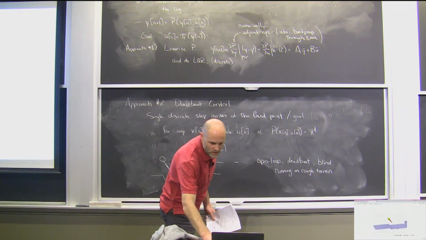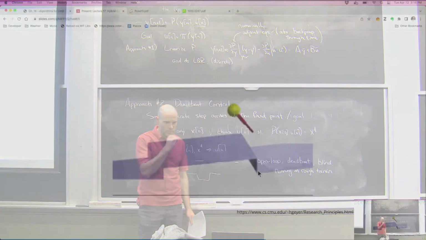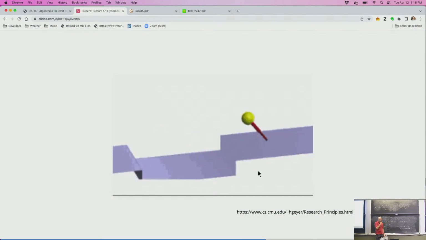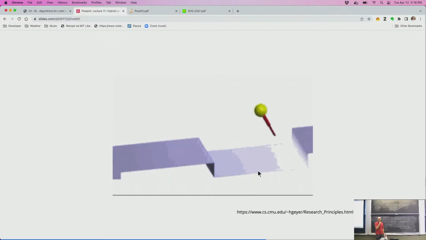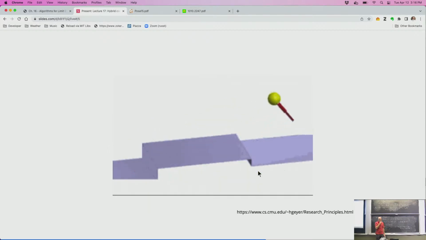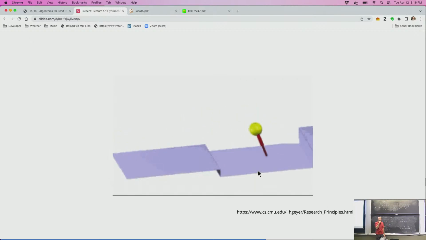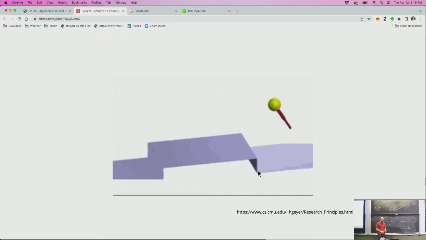I did it in the wrong order. So here's Hartmut's render of this open loop, stable, running, hopping on rough terrain, right? Now, there are all kinds of cool experiments of animals that do amazing things running on terrain. I should have put it in actually.